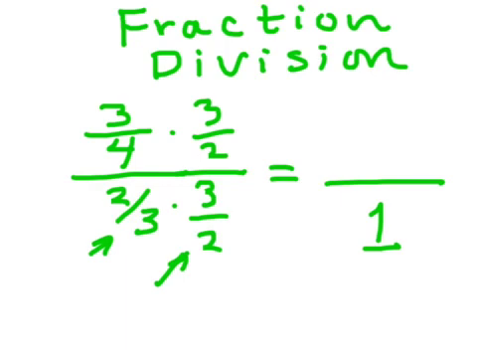Now what we do here is we multiply 3 times 3, and we get 9. And we multiply 4 times 2, that's these two numbers here, and we get 8. So the answer is 9/8, or 9/8 over 1.